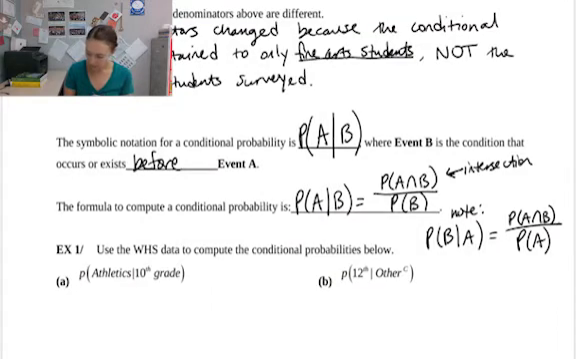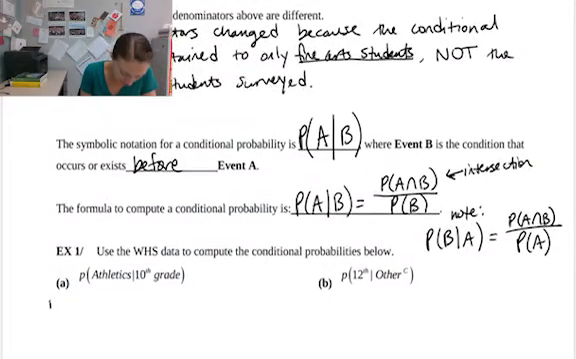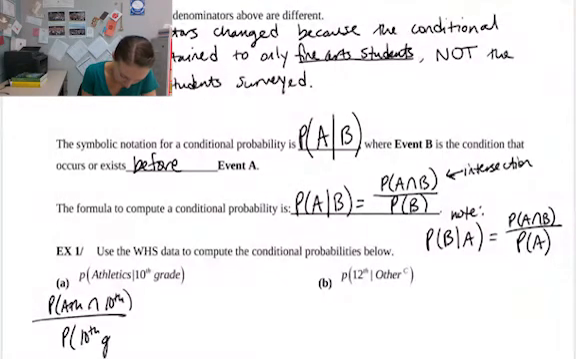Now, to finish this example here, use the data to compute the conditional probabilities. So the probability that a student is most involved in athletics given that they are a 10th grader. So we can do this a couple different ways. I know that our formula says the probability of A and B divided by the probability of B, and we could do that. So the probability that they are athletics and 10th grade divided by the probability that they're in 10th grade.